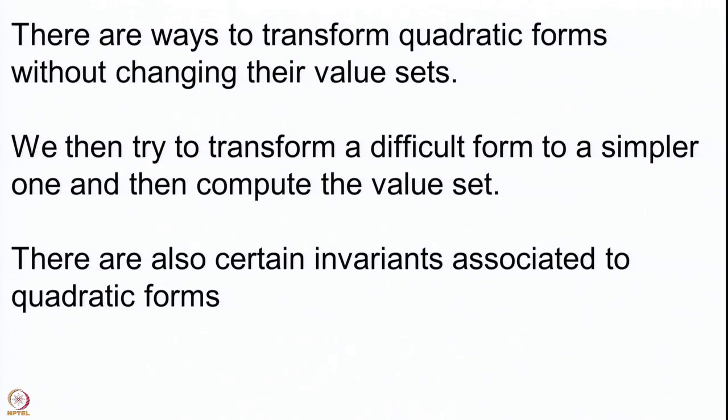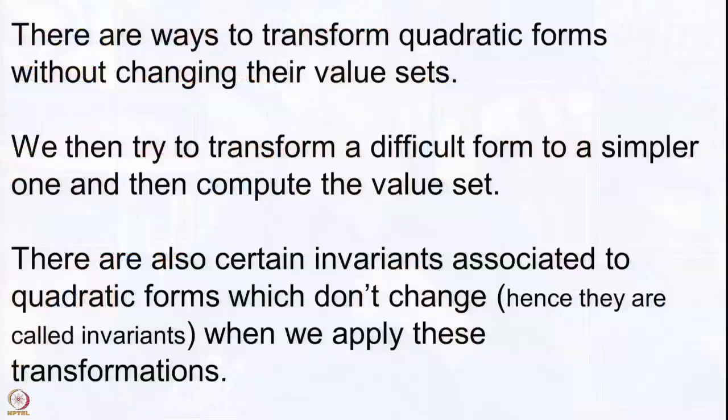We will also have certain invariants associated to these quadratic forms. So what do you mean by invariant? By invariant we mean that when you apply the transformations mentioned in the previous lines, these are the quantities which do not change. So these invariants do not change, and hence they are called invariants when we apply these transformations. So these are the things that we hope to do.